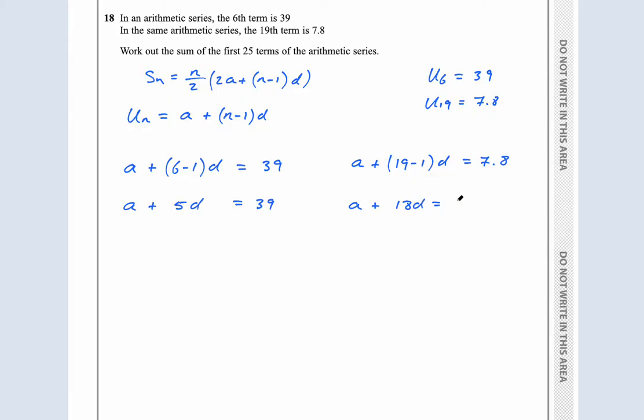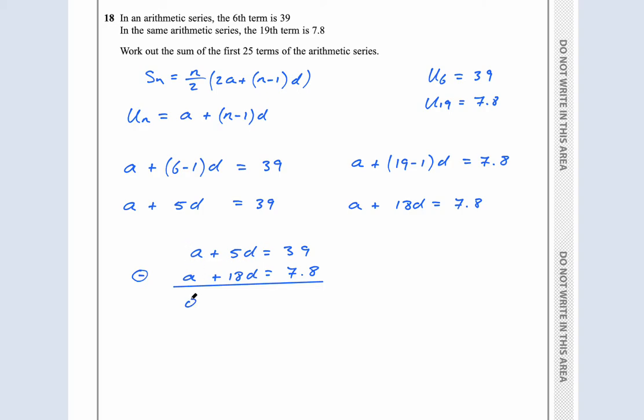D equals 7.8. Now I have two equations that I can solve simultaneously. So let's just do a plus 5d equals 39, and underneath it, a plus 18d equals 7.8. Now, just like we solved simultaneous equations earlier, I'm going to subtract them. I think the last ones we added them, but I'm going to subtract them because the signs are the same, and that will get rid of my a. So my a's are now gone.